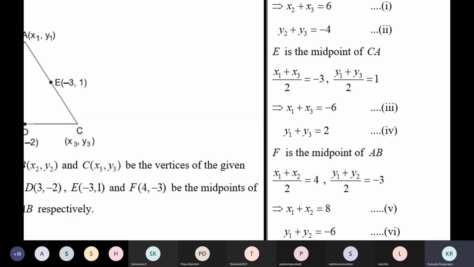Simply add, children. Add equations 1, 3 and 5. You have x1 2 times, x2 2 times, x3 2 times. 2x1 plus 2x2 plus 2x3 is equal to, when you add the numbers in the RHS, you get 8. So take out 2 common. What do you get when you take 2 common? 2 of x1 plus x2 plus x3 is equal to 8. So what is x1 plus x2 plus x3? 4, ma'am. 8 by 2, 4.